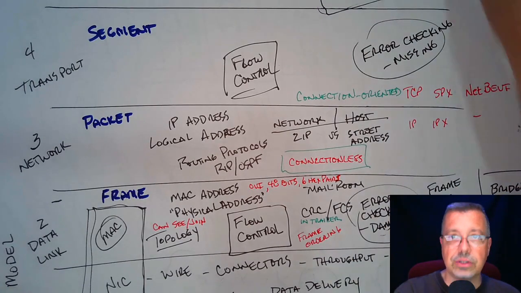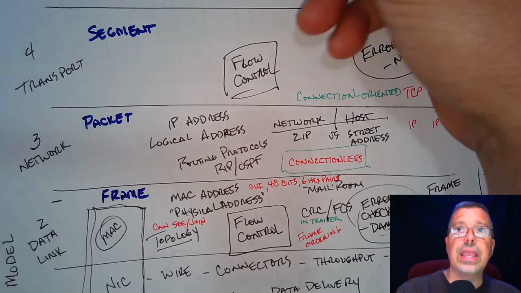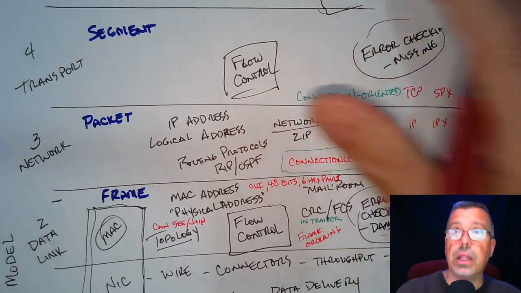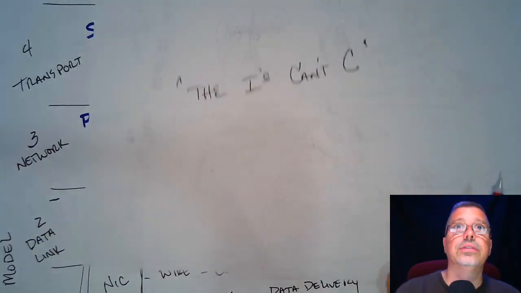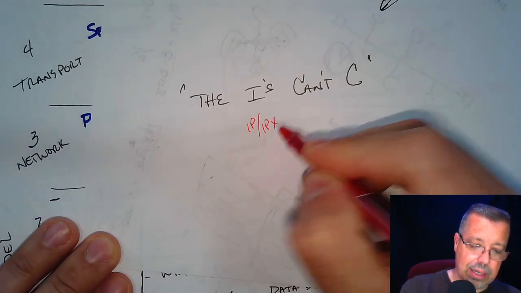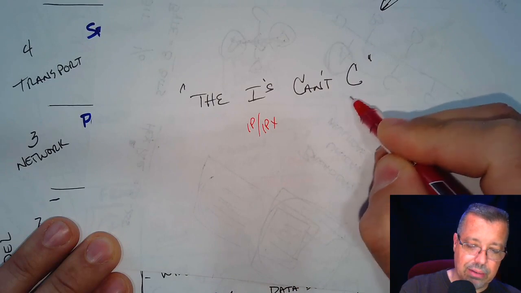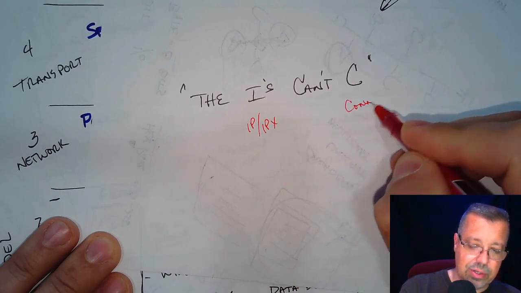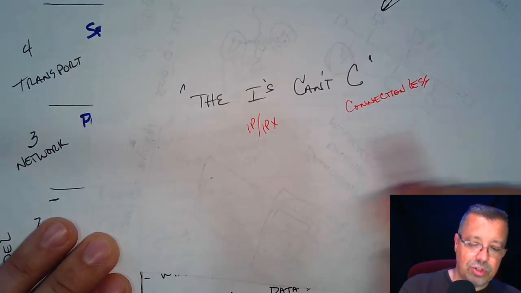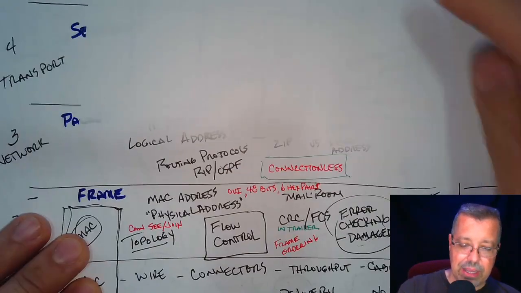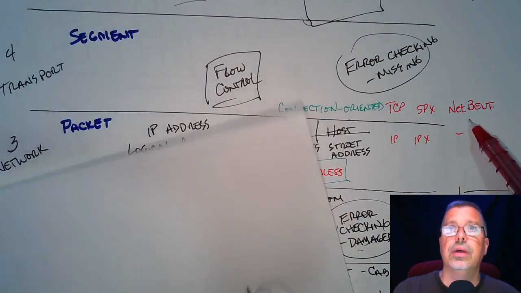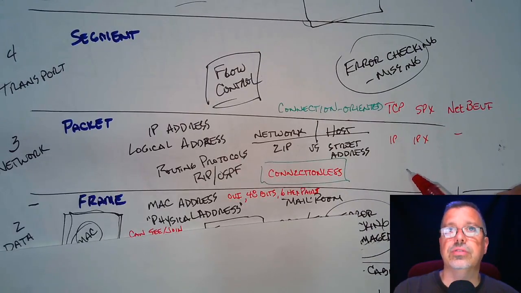So anyway, I had trouble with that, with connectionless and connection oriented, and I was trying to figure out how I can remember it. So I came up with a phrase that all of these protocols are blind, because the I's, IP and IPX, can't see, meaning because they can't see, they are connectionless, which means that the things that are not IP and IPX, the things that are TCP, SPX, and NetBEUI, are not connectionless, they are connection oriented.